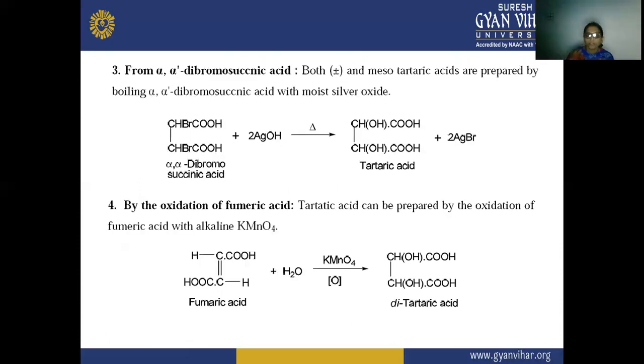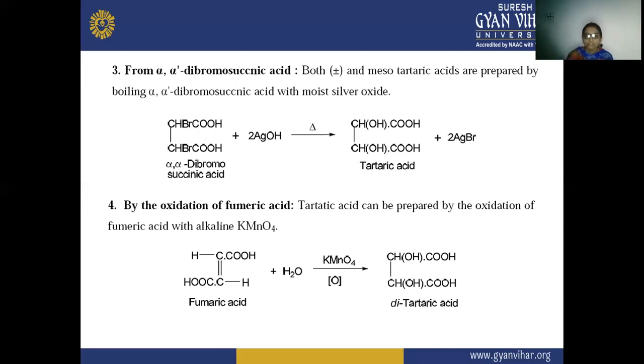Next is from alpha-alpha dash dibromosuccinic acid. In this, both the dextro and levo and the meso tartaric acids are prepared by boiling alpha-alpha dibromosuccinic acid with moist silver oxide. So here you can see the structure of alpha-alpha dibromosuccinic acid, and when it is treated with moist silver oxide, there is a formation of tartaric acid plus silver bromide.